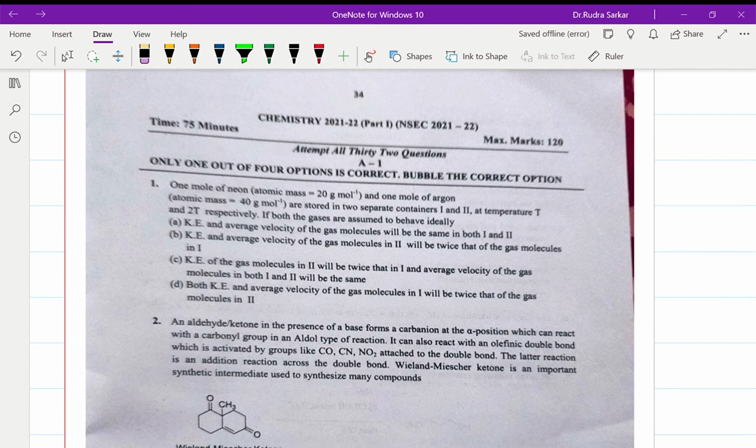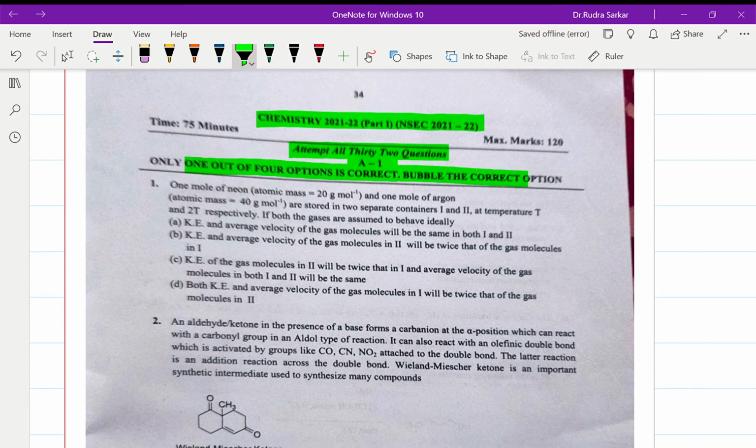Today we are solving the chemistry 2021-22 NSEC paper. We have to attempt 30 questions over here, part 1 A1, out of which only one of the options is correct. And you have to bubble out the correct option.